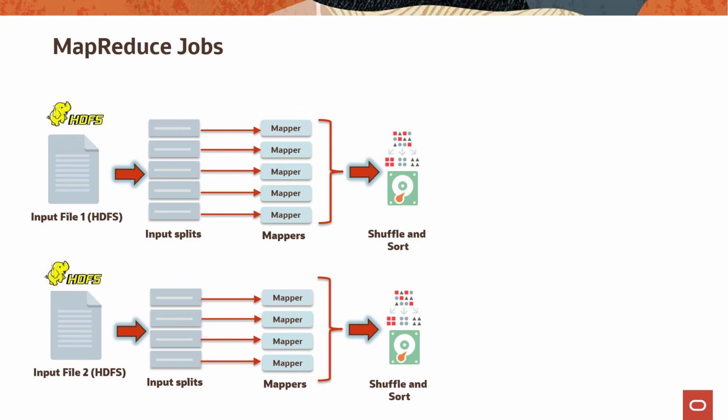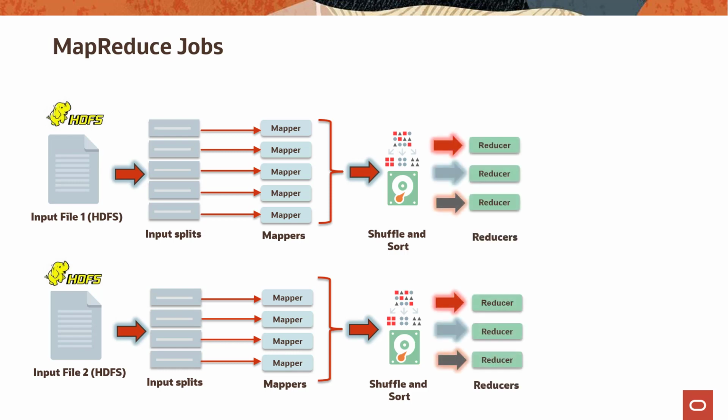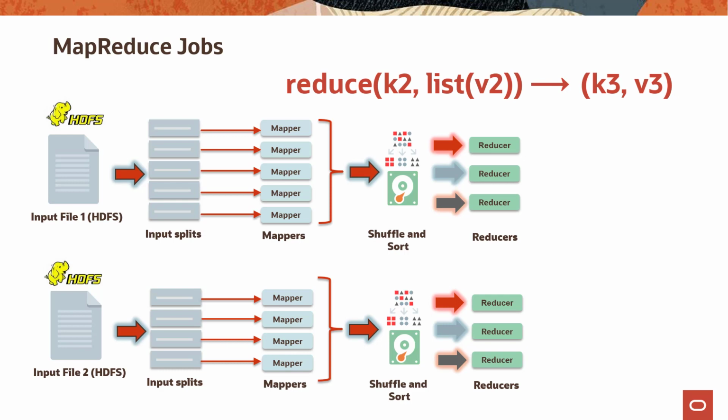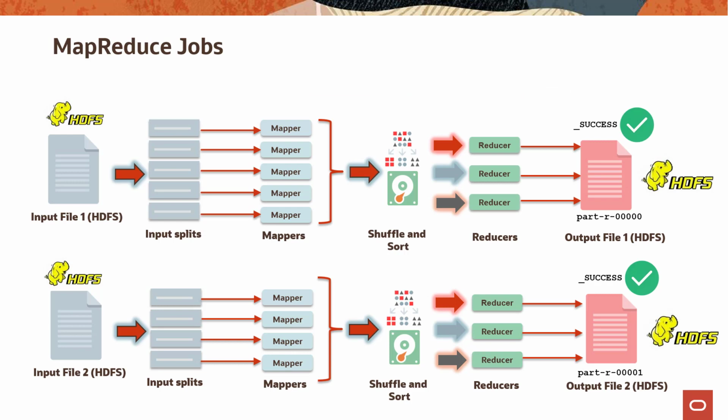The reducer task starts with the shuffle and sort step. It downloads the grouped key-value pairs to the local machine where the reducer is running. The individual key-value pairs are sorted by key into a larger data list. The data list groups the equivalent keys together so that their values can be iterated easily in the reducer task. The reducer takes the grouped key-value paired data as input and runs a reducer function on each one of them. Here, the data can be aggregated and filtered to produce new key-value pairs. And finally, the output of the reduce phase is the union of all records.